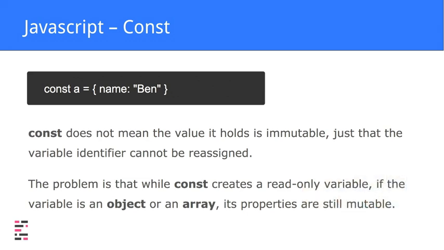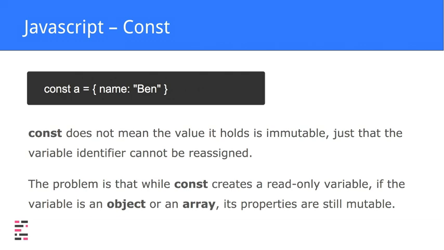So say, for instance, we go to our first example, which is const. So const stands for constant. It doesn't mean that the value it holds is immutable, just that the variable identifier cannot be reassigned. So here it's const A, this is our variable identifier. But this is the value that it holds, the name's Ben. So this part is completely mutable. It just means that we can't make const A equal, you know, a tree. We can't reassign that. We can change the name to Dave or something like that, or even create an age of 39 or whatever.